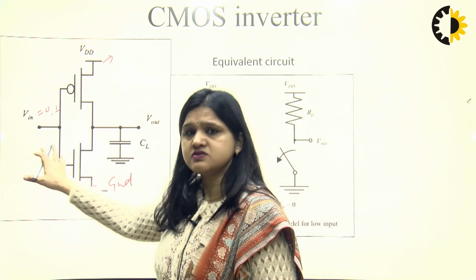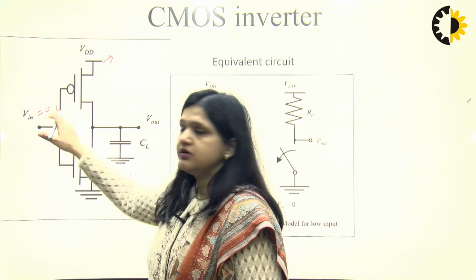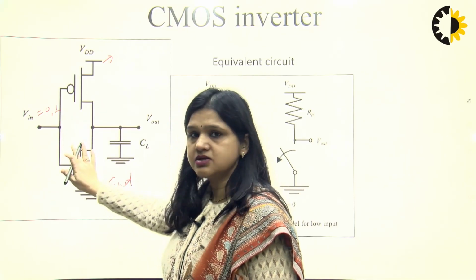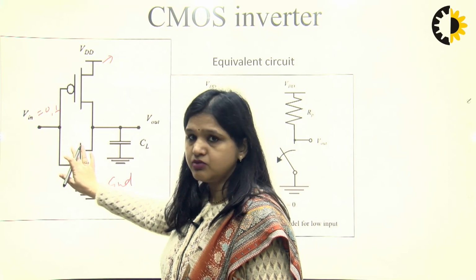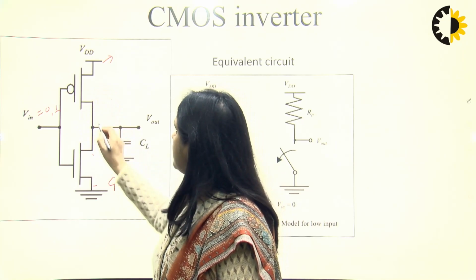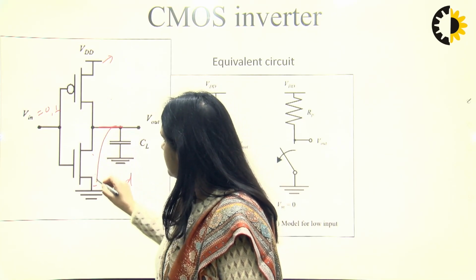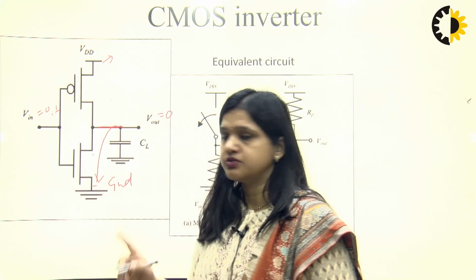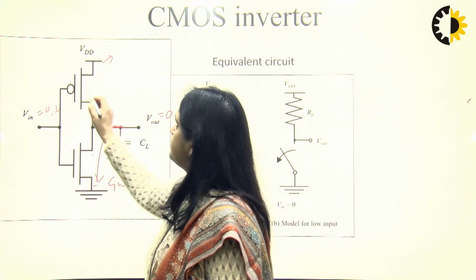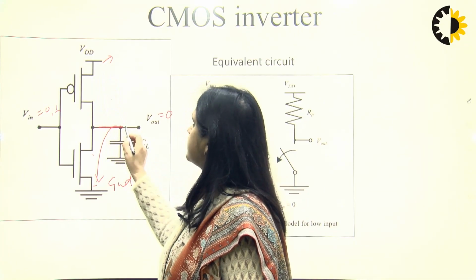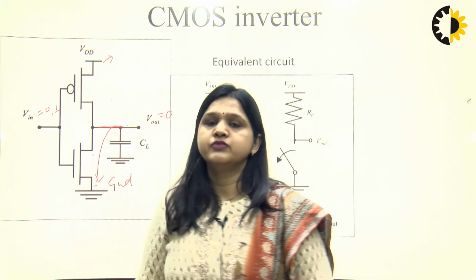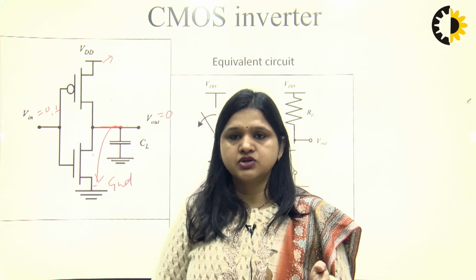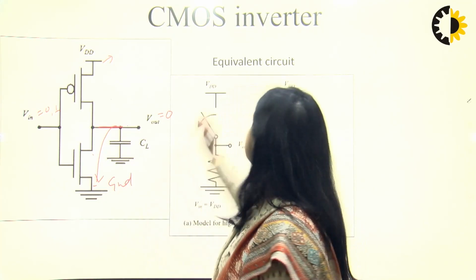The operation is very simple. It is an inverter because if the input is 1, then this transistor is on, and when NMOS is on, the output node is directly connected to ground, so the output becomes 0. So, when input is 1, output is 0. When input is 0, PMOS is on and the output is connected to VDD, so the output is 1. That means when we apply 1, the output is 0, and when we apply 0, the output is 1. That's why it is known as a CMOS inverter.